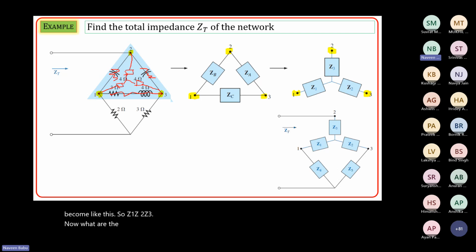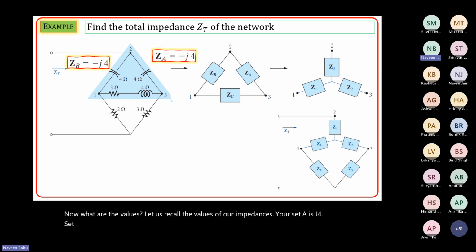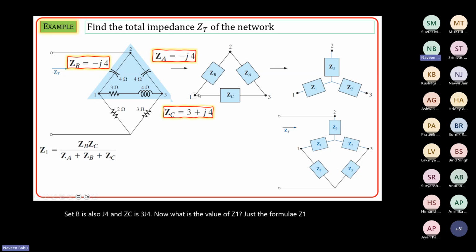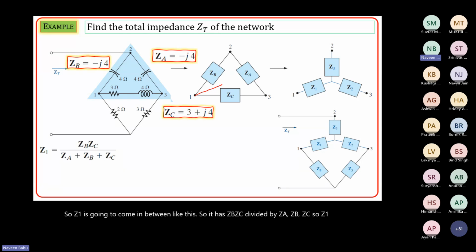Let us recall the values of our impedances. Your ZA is minus J4, ZB is also minus J4, and ZC is 3 plus J4. Now, what is the value of Z1? Just the formula. Z1 is going to come in between like this. So Z1 is ZB ZC divided by ZA plus ZB plus ZC.